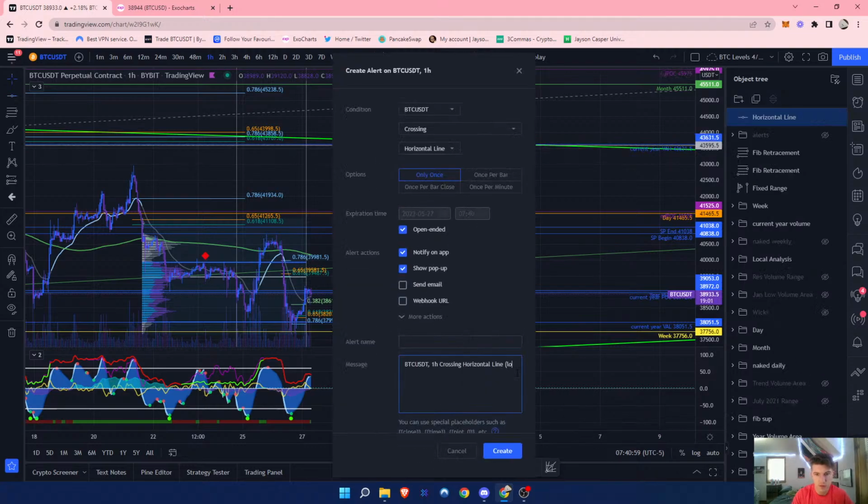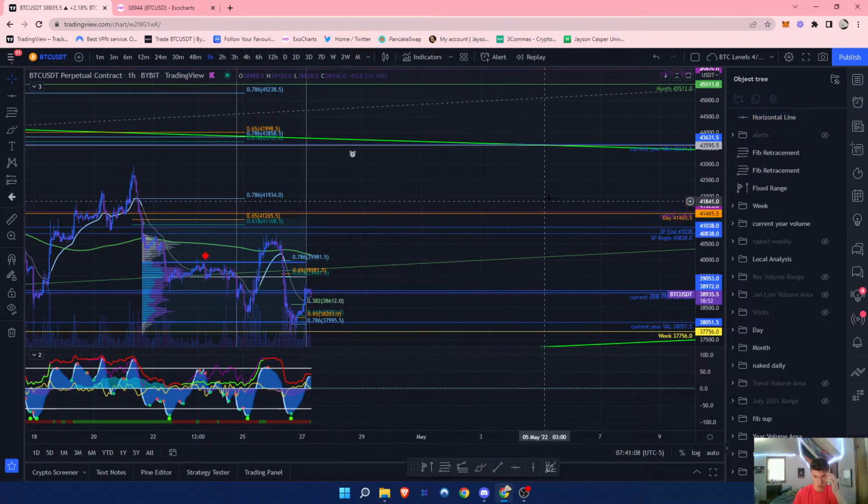Horizontal line just before that level. Look for short on 1 hour. 1H. 1 hour.